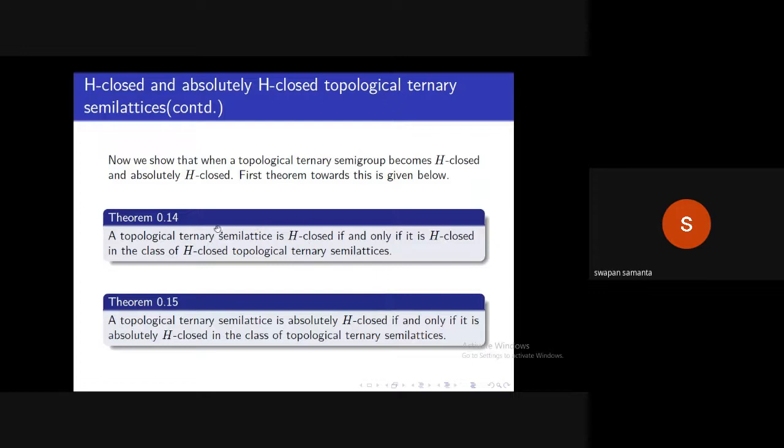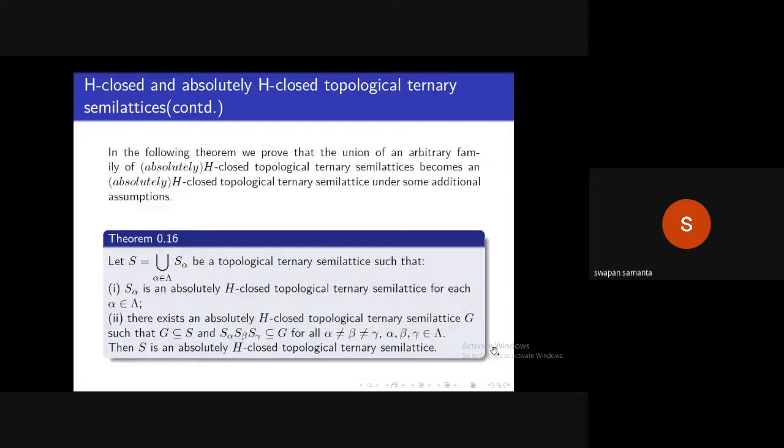Now here are some main results. A topological ternary similarity is H-closed if and only if it is H-closed in the class of topological ternary similarities. The same result is true for absolutely H-closed topological ternary similarities. Now, in case of a union of topological ternary similarities, the union is also an absolutely H-closed or H-closed topological ternary similarity if they satisfy some additional conditions. The conditions are that S alpha is an absolutely H-closed topological ternary similarity for each alpha in lambda, and there exists an absolutely H-closed topological ternary similarity G such that G is a subset of S, and this product is a subset of G for each alpha, beta, gamma.